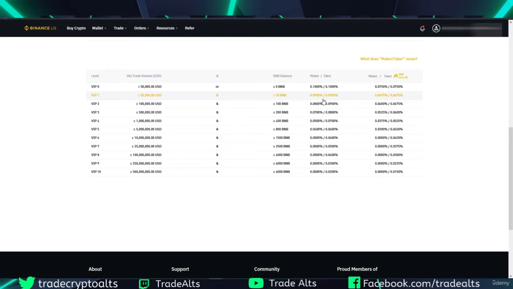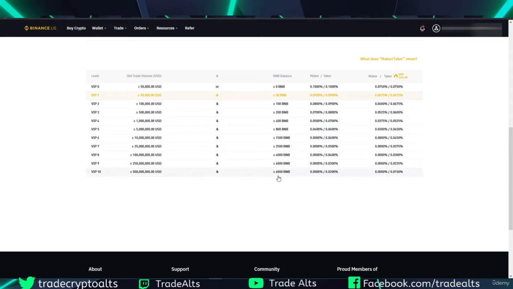Now, again, if you use BNB to pay your fees, this column right here is without paying in BNB, which, if you're going to be on Binance, I really don't recommend. But if you're in VIP 1 tier and you move over here, you can see it's 0.0675% as your maker and taker. So again, you get that 25% discount, which is nice. Again, I'll get into this a little bit later, but you need to hold BNB in order to move up these tiers. So not only does your trading volume need to increase, but more importantly, the amount of BNB that you hold needs to increase as well.